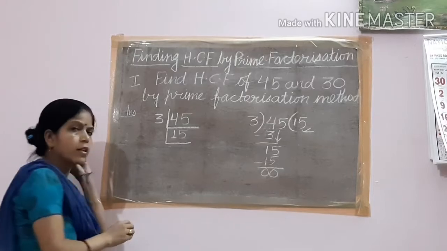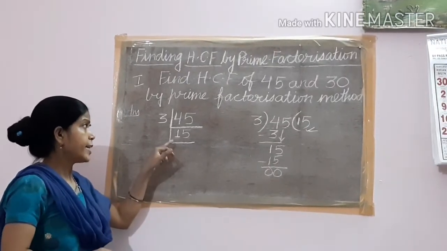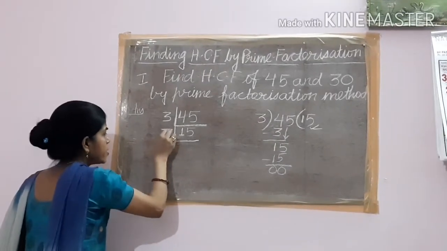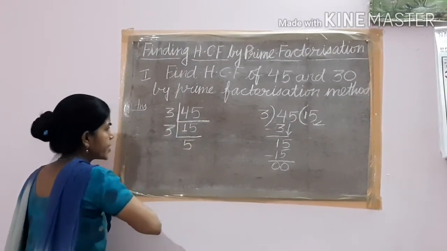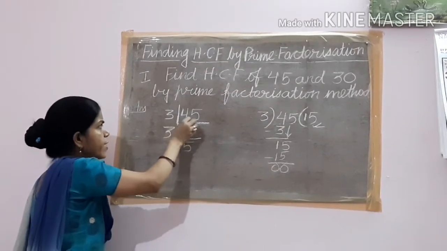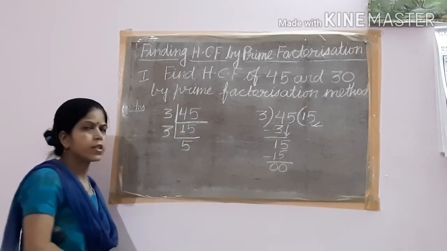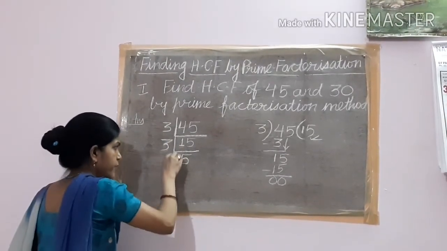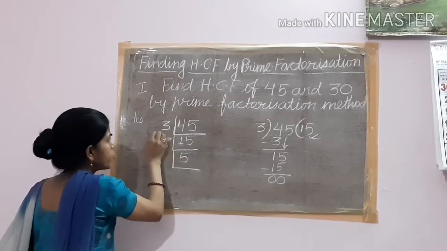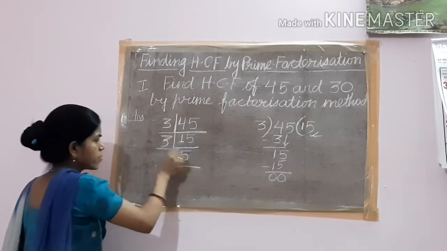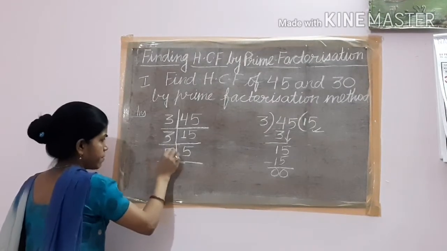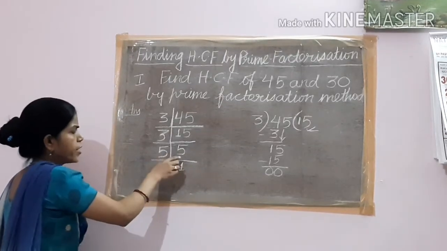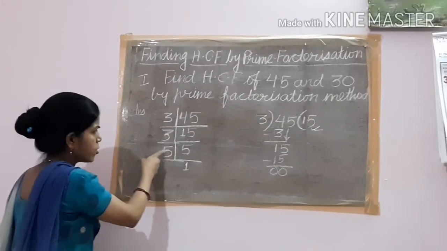Then 15. Again, is it divisible by the smallest prime number, that is 2? No. This number is divisible by 3. So again you take 3. 3 fives are 15. You have to repeatedly divide till the quotient comes to 1. Till now the quotient is not 1, so again you have to divide. Now 5. Which number do you take? 3? No, not divisible. 5. Then 5 ones are 5. So we found the prime factors of 5 also, 5 and 1.